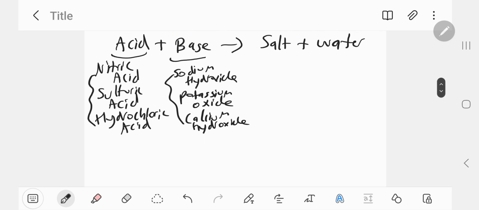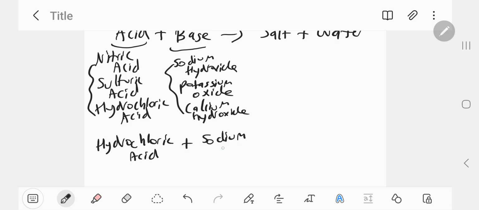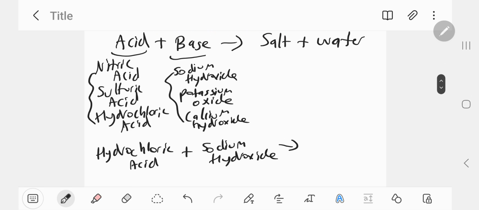So we've explored reactions like hydrochloric acid plus sodium hydroxide. If you recall, to get the name of the salt, you look for the metal first, which is sodium in this case. So it's sodium. And then the non-metal ending comes from the acid, which is chloride, plus water. So that's the word equation.